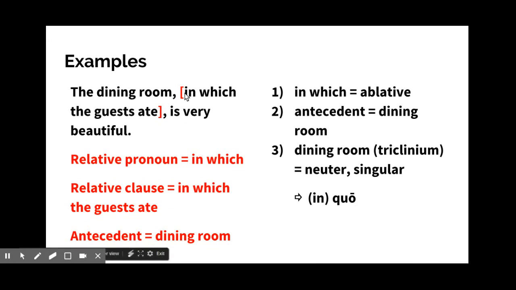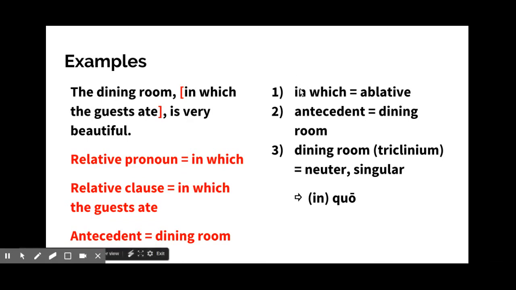The dining room in which the guests ate is very beautiful. The relative pronoun in the sentence that you would need to provide is in which. The relative clause that embeds the pronoun as well as this verb is in which the guests ate. This in which refers back to the dining room, so the dining room becomes your antecedent.